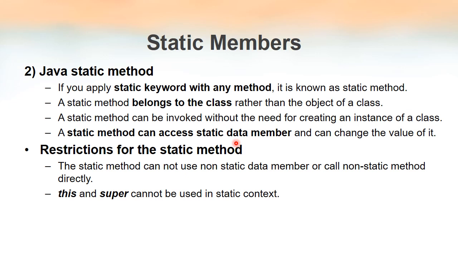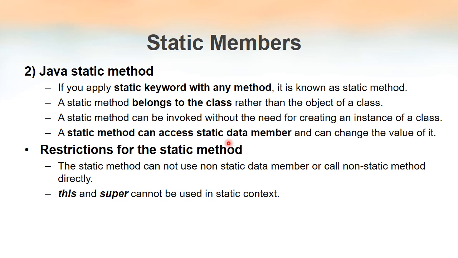Okay, so the main method is static. That means that method belongs to the class. So even if we create objects of that class, the main method will be common. It's not copied. It's not going to be created multiple times. But there are certain restrictions for static methods.